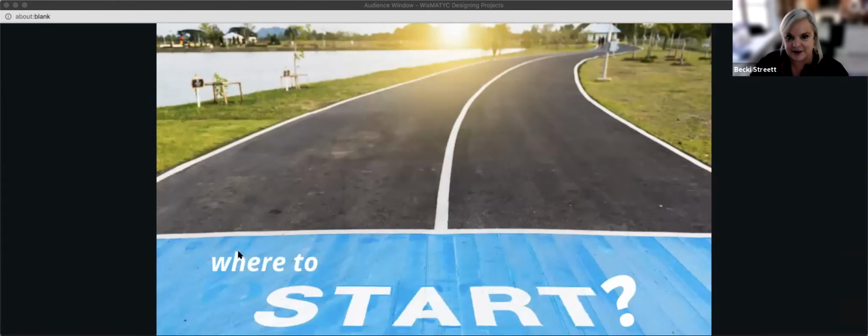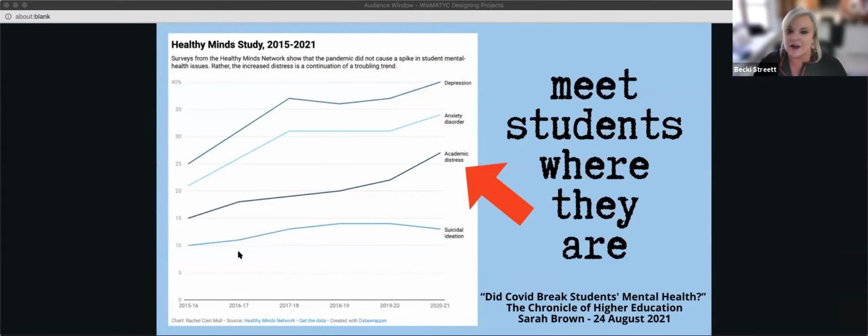So, where to start? This part is not project specific, but I do want to make a quick plug for meeting our students where they are. This pandemic has been really hard on our collective mental health, but a recent article from the Chronicle points out that student mental health issues actually have been on the rise for years, starting long before COVID. So most likely these numbers aren't just going to suddenly go down when the pandemic is over. Hoping it's over one of these days.